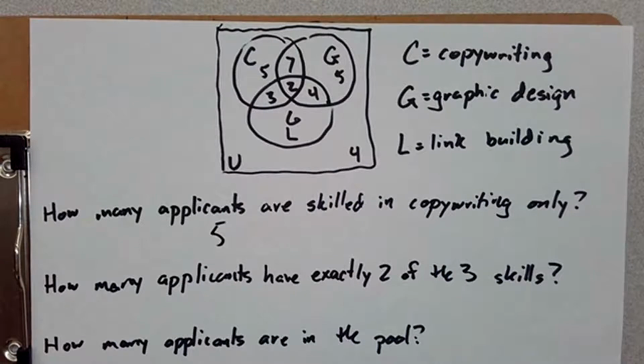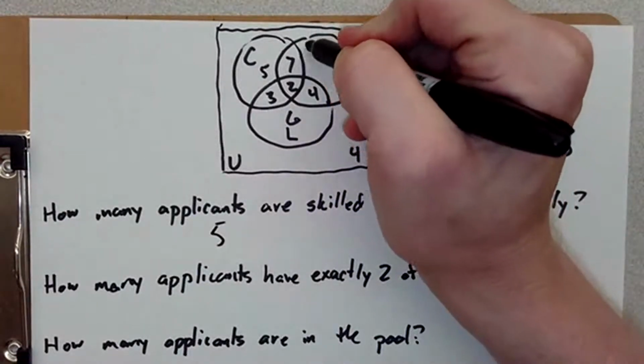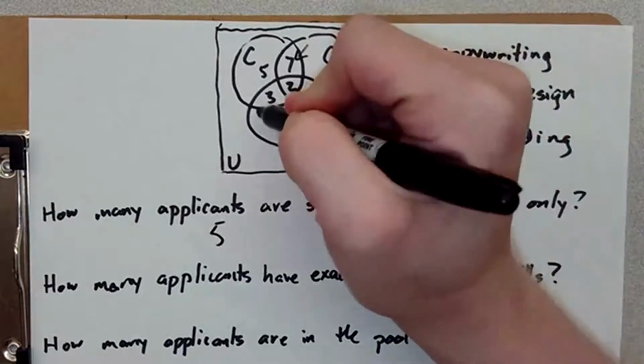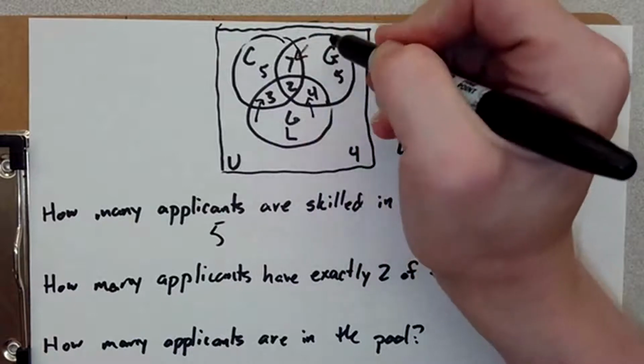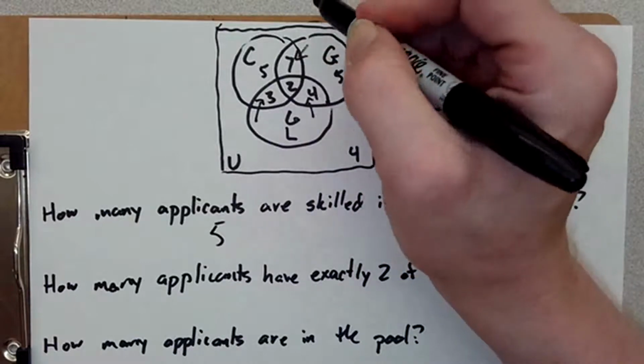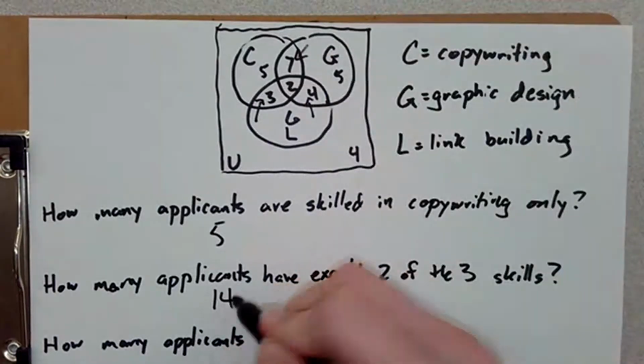How many applicants have exactly 2 of the 3 skills? For that, we look at these regions, which overlap 2 of the skills, but don't include all 3. That's 7 plus 4 plus 3 is 14.